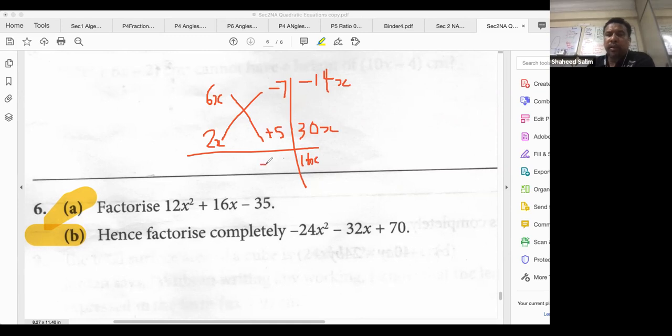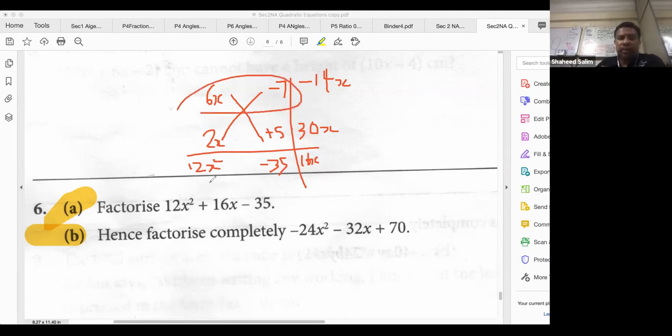And down here you got minus 35, and down here you got 12x squared. So guys, you have already factorized it. What is the factorization? You circle this one: 6x minus 7, and some more, 2x plus 5.